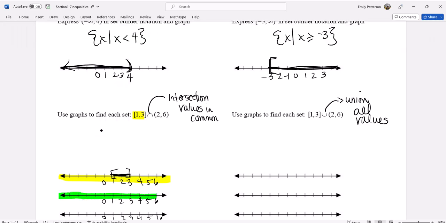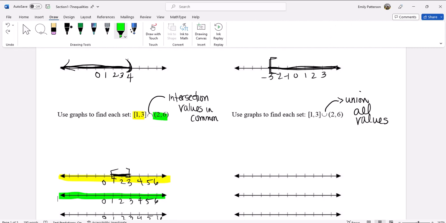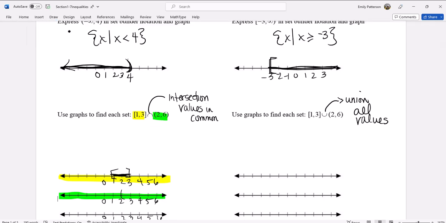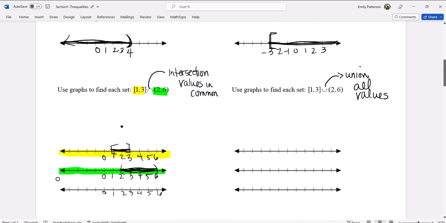This line here is going to be represented by this set. So we have between the values of 2 and 6. And these are going to be rounded because we're having less than, or just greater than, but not equal to. So what we're looking for is the ones that they have in common.